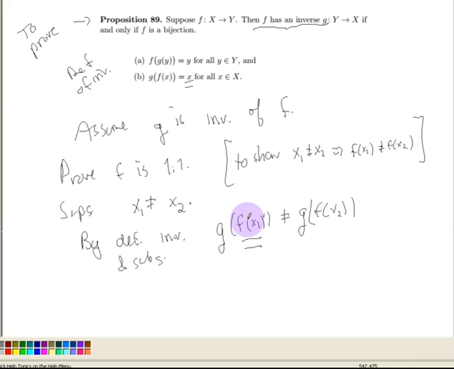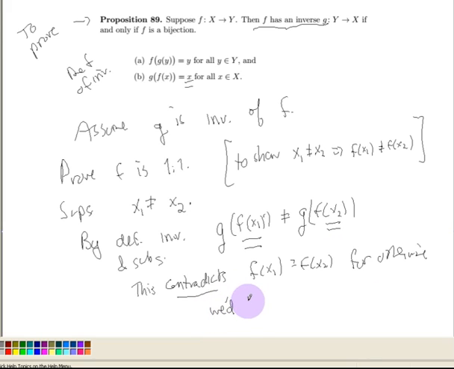Now, here we have two function values that are different. Can you see that it's impossible for f of x1 to be equal to f of x2? Because if f of x1 was equal to f of x2, then g of f of x1 would be equal to g of f of x2. So this contradicts f of x1 equal to f of x2, for otherwise we'd have g of f of x1 equal to g of f of x2. I can probably rearrange this writing to be a little nicer, but this is the idea: if f of x1 was equal to f of x2, then the g's of those two f's would be the same, but they're not.